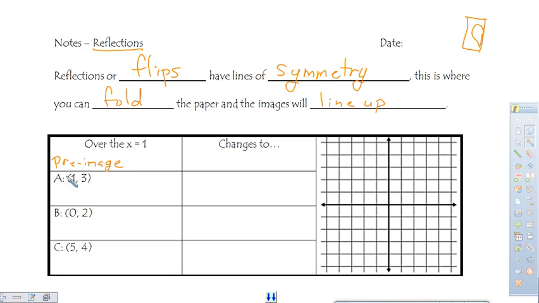Okay, so we're going to plot these 3 points. So point A is over 1 and up 3. There's my A. Point B is over 0 and up 2. Point C is over 5 and up 4.